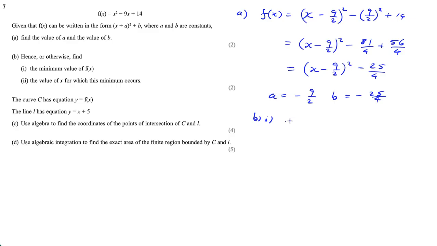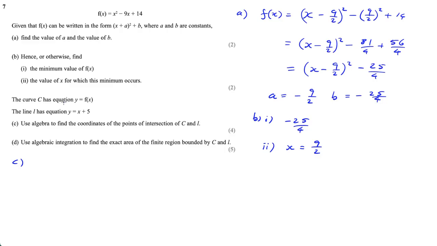Okay, part b. Hence find the minimum value of f of x. Okay, that's just negative 25 over 4. And then where does that occur? When x equals 9 over 2. That's the whole point, guys, of completing the square.